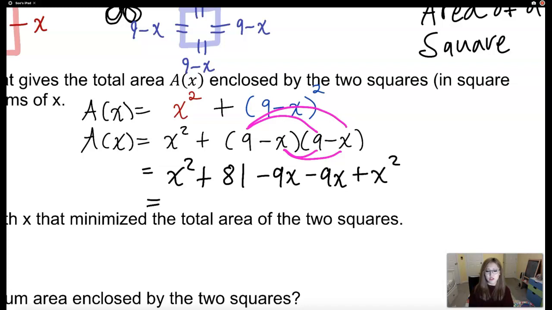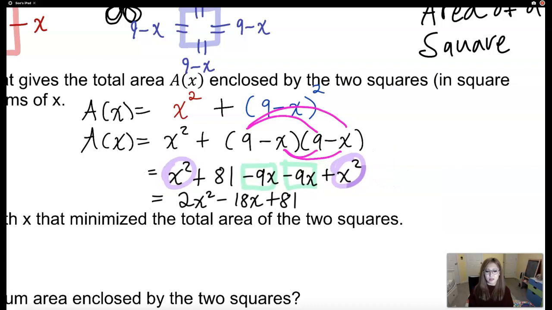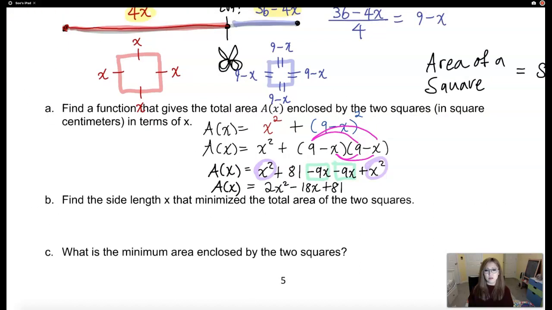So let's combine some like terms here. There is one x squared and another x squared. They add up to 2x squared. We have negative 9x and another negative 9x. They don't cancel out, they're both negative, so they add up to negative 18x. And let me just bring in plus 81. So that is how you would simplify this area function. So area is equal to 2x squared minus 18x plus 81.